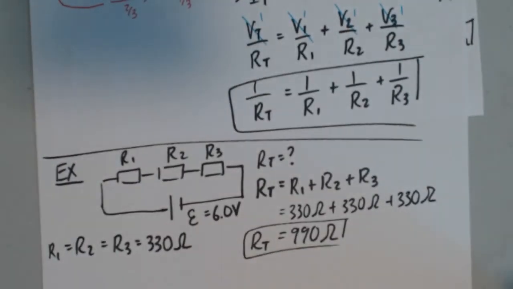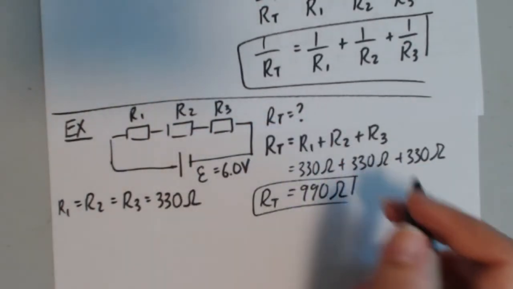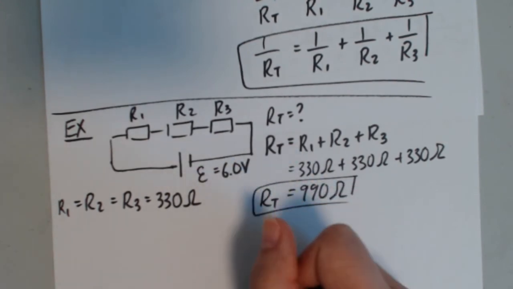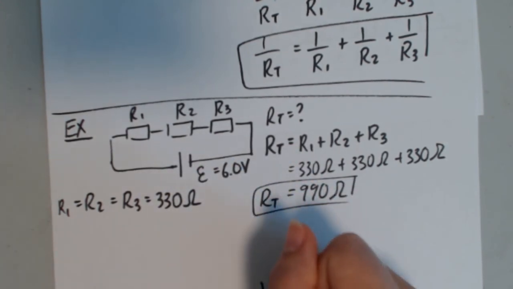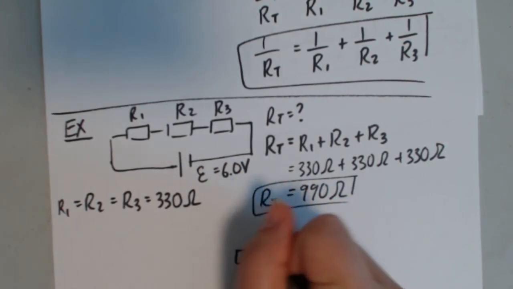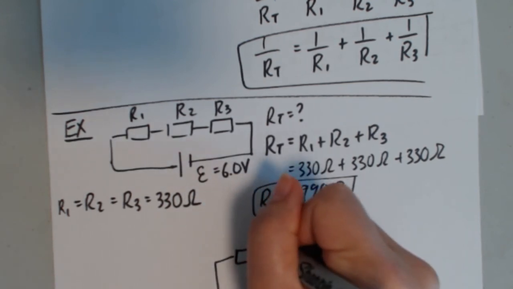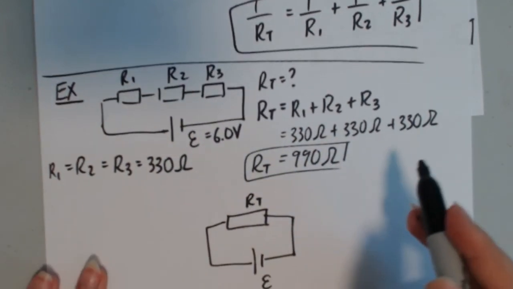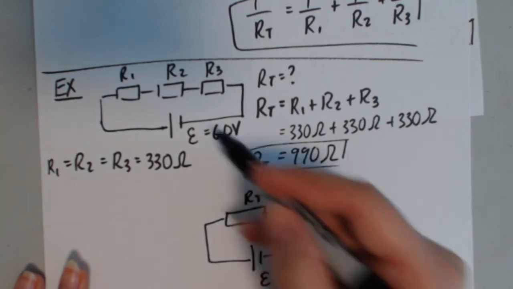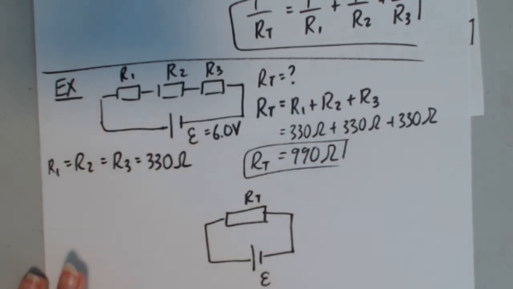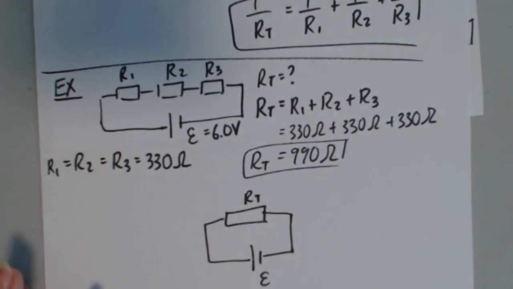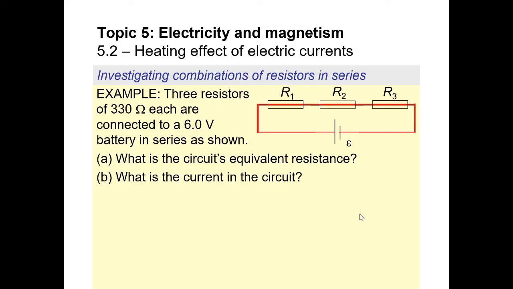So what that means is, technically, instead of having R1, R2, and R3, this circuit is equivalent to this one right here, having only one resistor, if its resistance was 990 ohms. Those two would operate exactly the same. Okay, back to the slides.